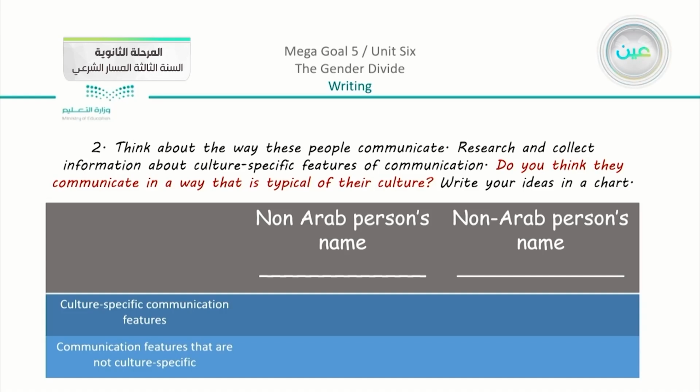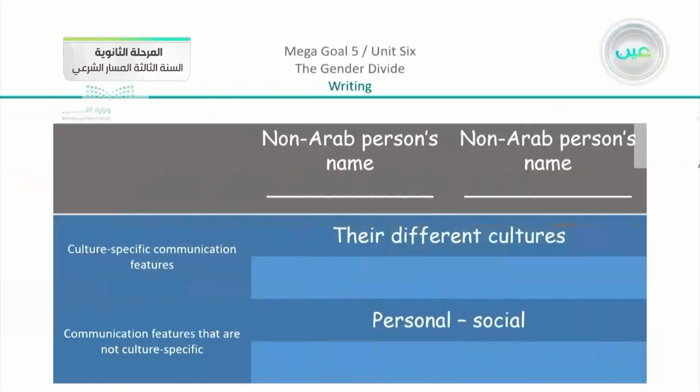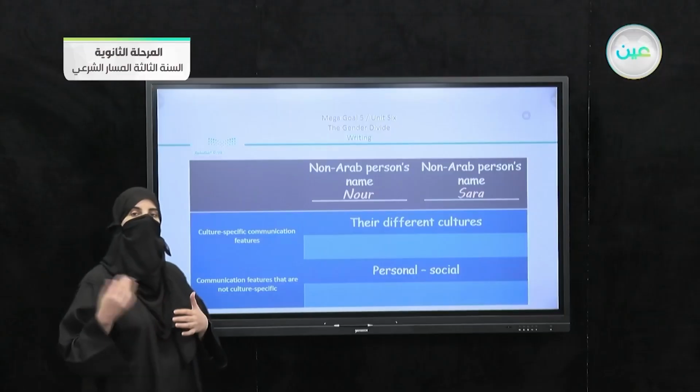We have the non-Arab person's name and the non-Arab person's name, and then something about the culture-specific communication features, and the communication features that are non-culture specific. So what does that mean? Let's see what we have here. I'm going to write their names, Noor and Sarah. At the very beginning we have the culture-specific communication, which means they're from different cultures. One is from Europe and the other is from Asia.